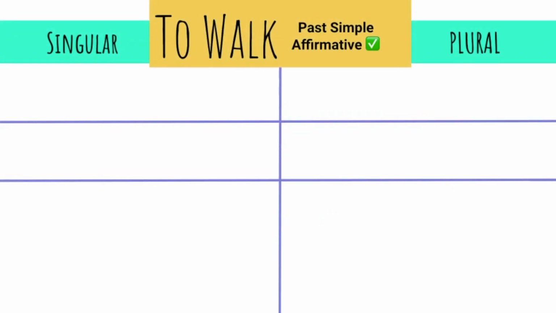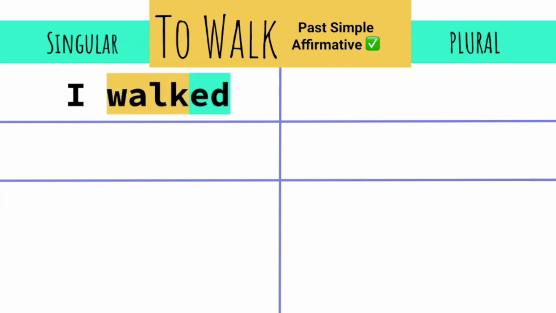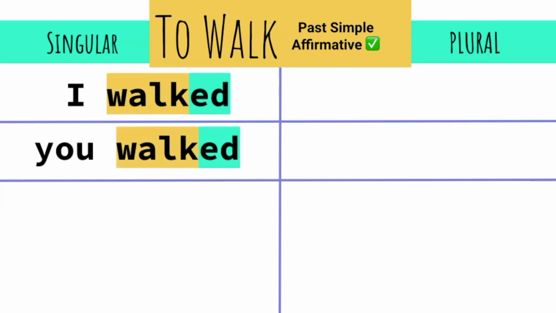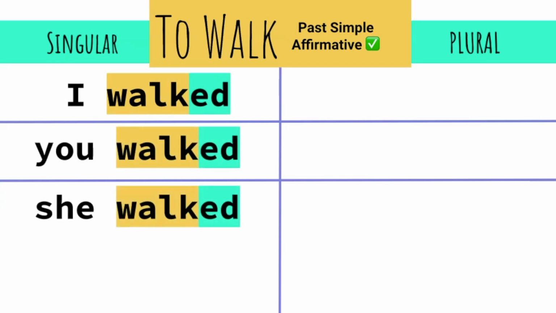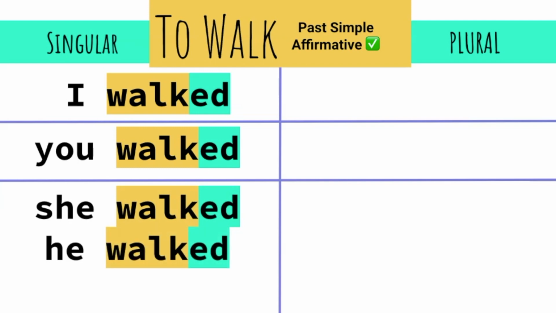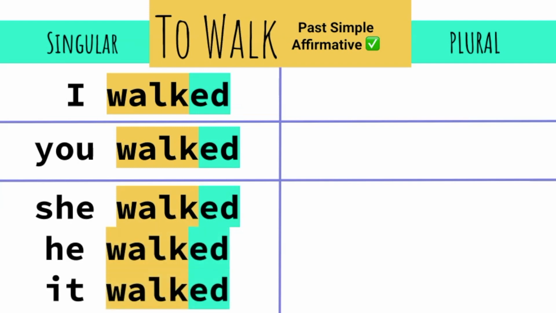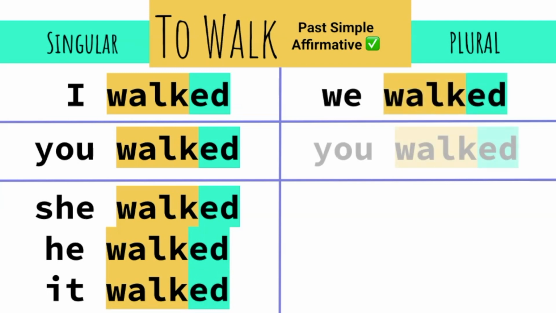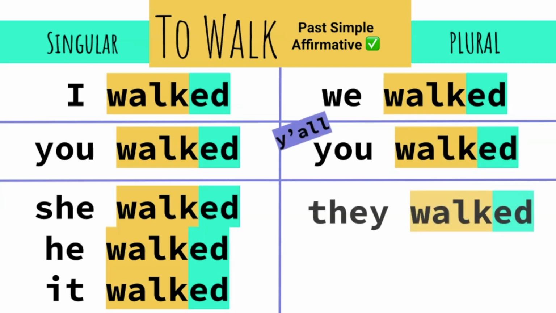Let's take a moment to look at the word to walk in the past simple affirmative. I walked. You walked. She walked. He walked. It walked. We walked. You walked. Y'all walked. They walked. Nice and easy. The conjugation of the past simple is the same for I, you, she, he, it, we, you all, and they.